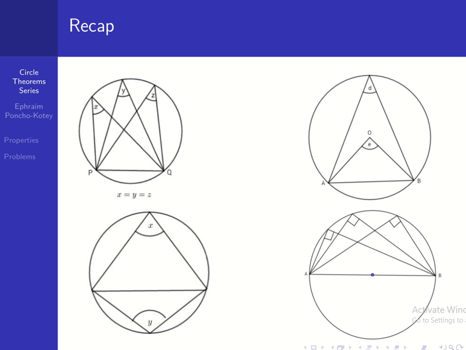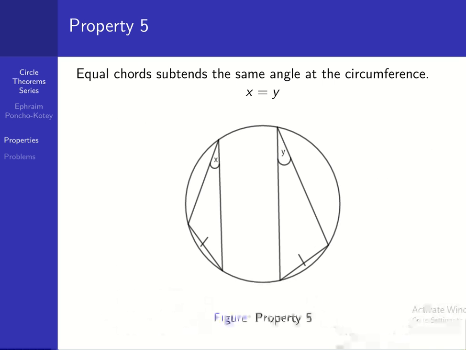Thirdly, we had that in a cyclic quadrilateral, opposite angles are supplementary, that is, they sum up to 180. So x plus y is equal to 180. Then lastly, we saw that if you have a diameter, the angle subtended at the circumference is 90 degrees. So today we start off with the fifth property.